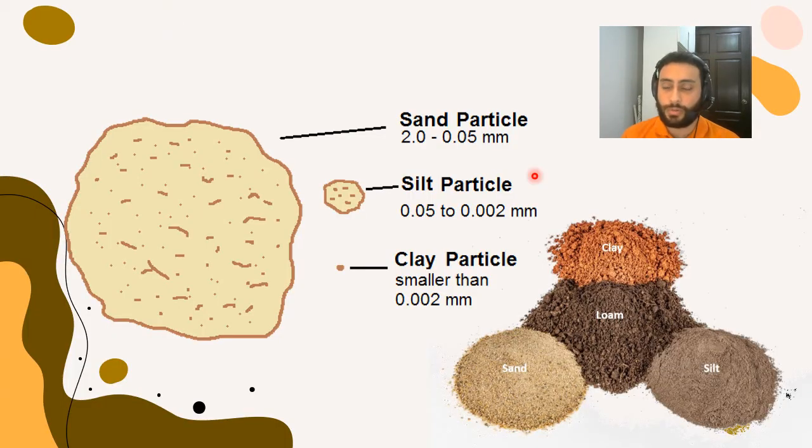So, as we spoke about this, sand has the largest particle. Then there is silt and clay with the tiniest, smallest particle. And when we mix them together, we get loam.